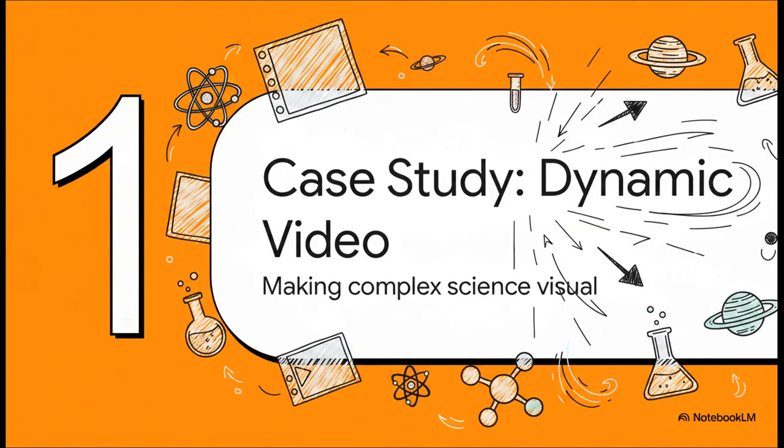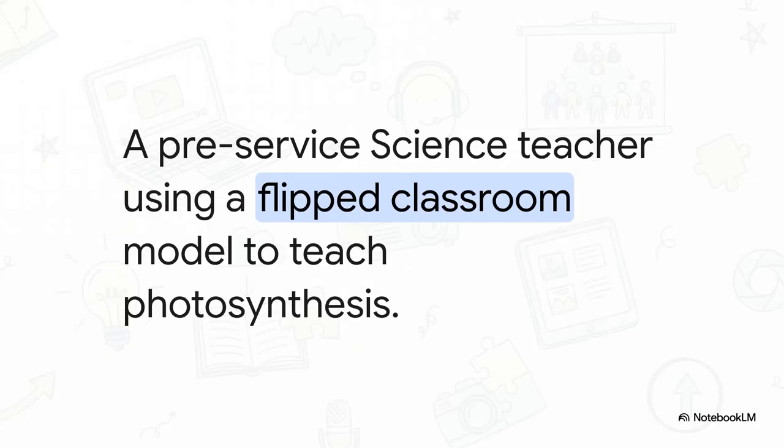All right, so let's see what this actually looks like in practice. For our first case study, we're going to look at how a dynamic video can bring a pretty complicated science topic to life. Okay, so meet Lena. She's got to teach photosynthesis, which can be a little abstract for students. So instead of a standard lecture, she's flipping the classroom. That means her students watch a really cool animated video at home to get the main ideas. This frees up all that precious class time for the fun stuff, hands-on activities, and really digging into their questions.